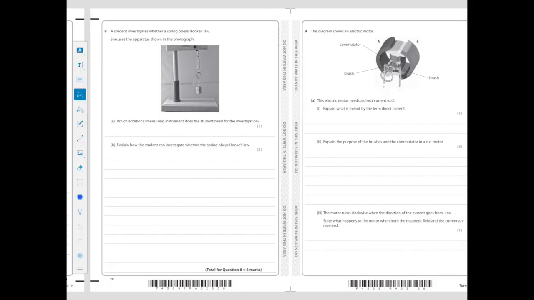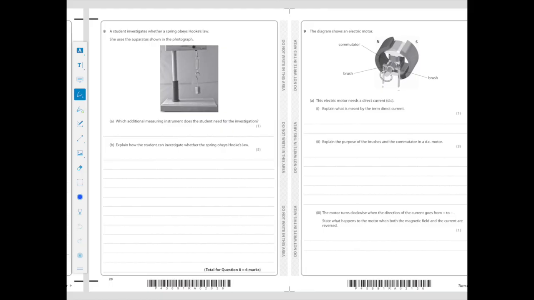So a student investigates whether a spring obeys Hooke's law. She uses the apparatus shown in the photograph. Which additional measuring instrument does the student need for the investigation? Well, I've told you it's all about measuring the length of the spring, so we need a ruler. Explain how the student can investigate whether the spring obeys Hooke's law. So we're basically looking for experimental details on what they're going to do.